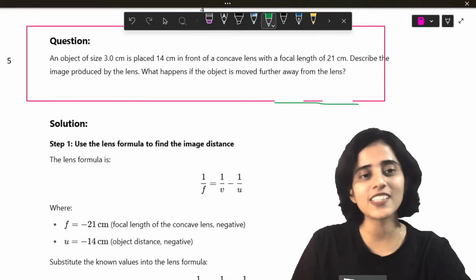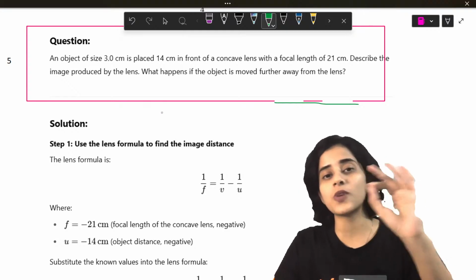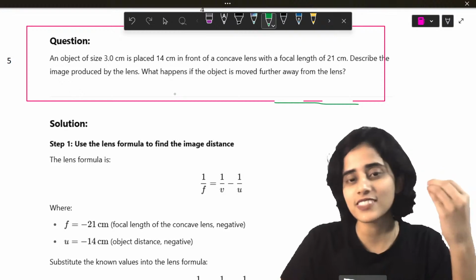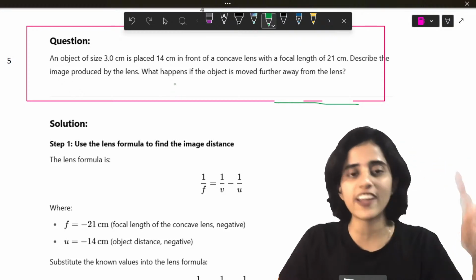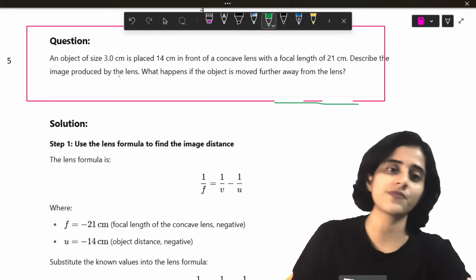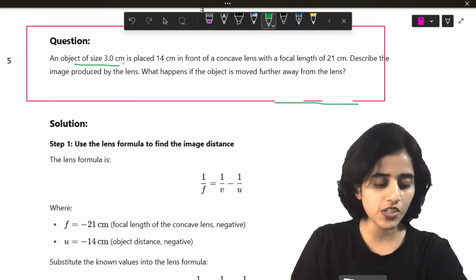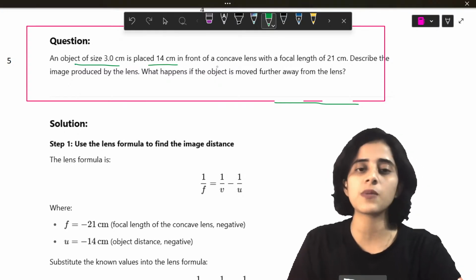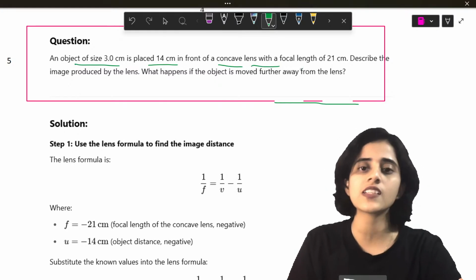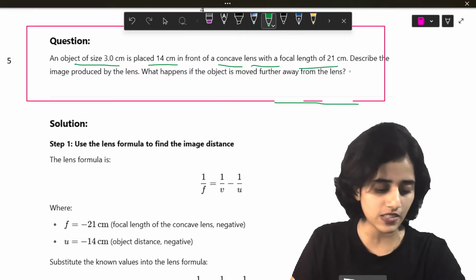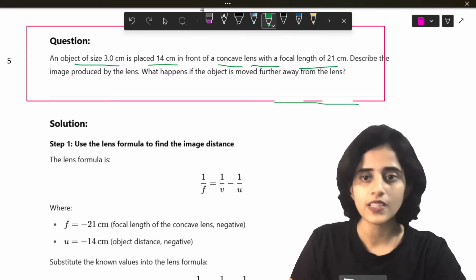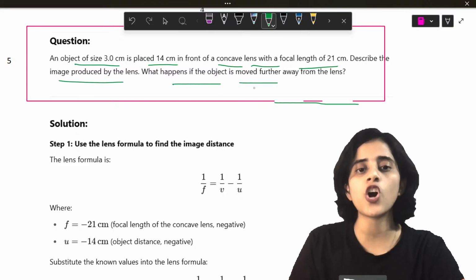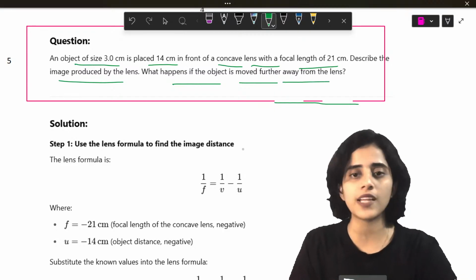Okay. Next question. Again, optics question. All those who are confused and all those who are scared of optics problems, optics 5 marker is here. Full attention. An object of size 3 centimeter is placed 14 centimeter in front of a concave lens with a focal length of 21 centimeter. Describe the image produced by the lens. What happens if the object is moved further away from the lens?